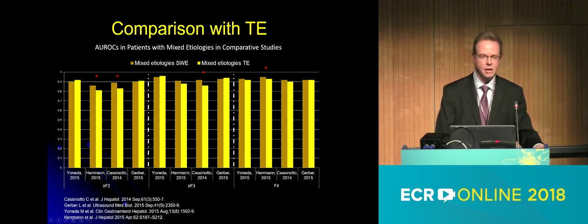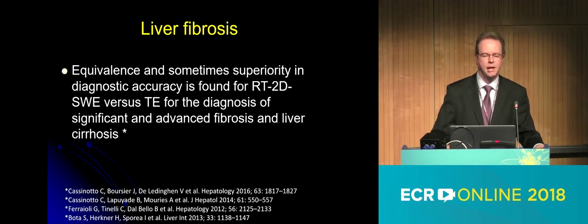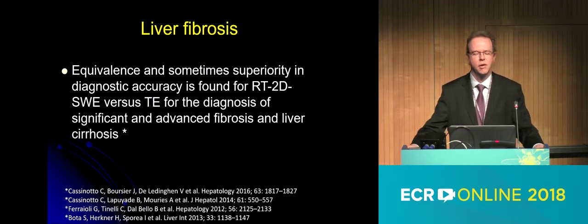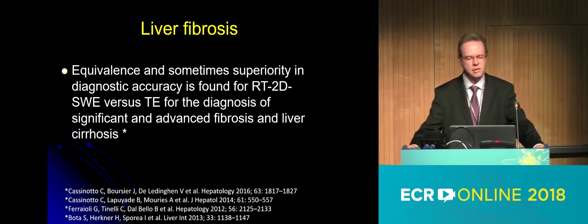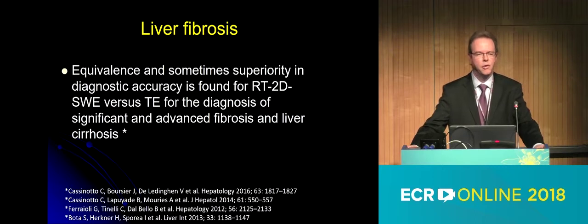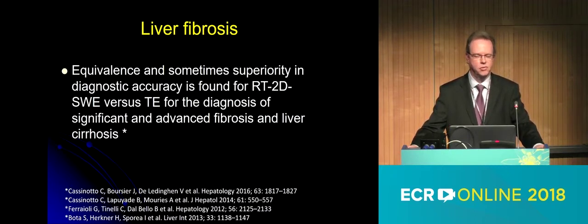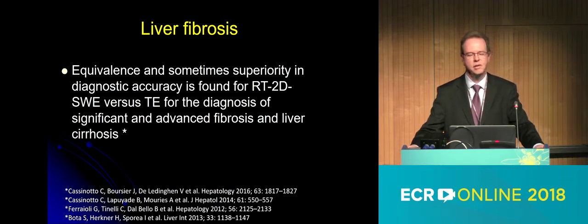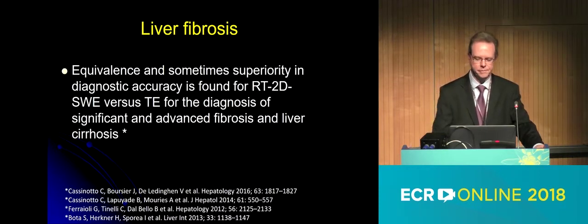So now the evidence is enough, I think, to say that equivalent or sometimes superior diagnostic accuracy is found for real-time 2D shear wave elastography compared to transient elastography for the diagnosis of significant fibrosis, F2, advanced fibrosis, F3, or liver cirrhosis, F4.